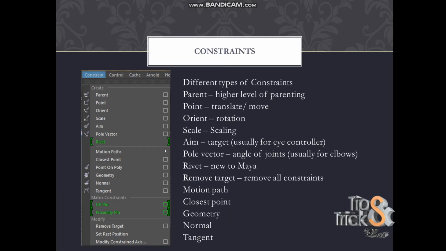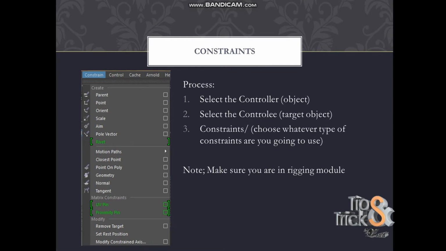So there are different kinds of constraint. We have parent, point, scale, aim, pole vector, rivet, remove target, motion path, closest point, geometry, normal, and tangent. Okay, rivet, UV pin, proximity pin are new to Maya 2020. That's why it's highlighted in green. Okay, so the process in creating constraint is you have to select the controller, and then later on you select the control, and then choose whatever types of constraint that you're going to use.